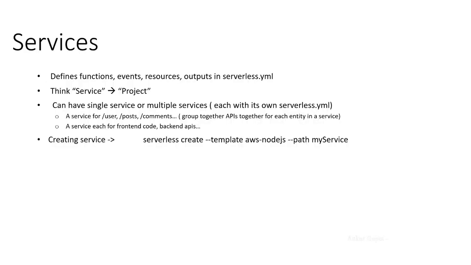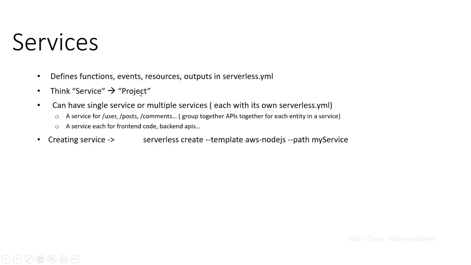So services are just functions, events, resources, and outputs in the serverless YAML file. We haven't worked on resources and outputs yet. In the upcoming lectures, we will see how we can create different resources. Once we deploy our code to AWS, we will get output values. Outputs are nothing but references to all the resources that we create, and these references can be utilized by other services to connect to those resources.